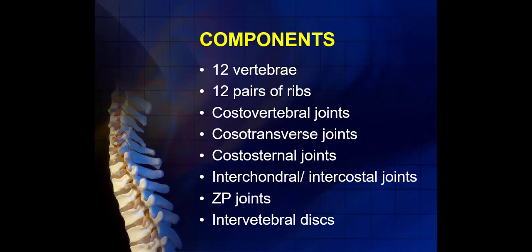There are costovertebral joints, the joints between the vertebra and the rib, the costotransverse joints, the joints between the ribs and the transverse process of the thoracic vertebra, the costosternal joints, the joints between the sternum and the ribs, the interchondral or the intercostal joints, the ZP joints, and the intervertebral disc, which are present between the two vertebral bodies.